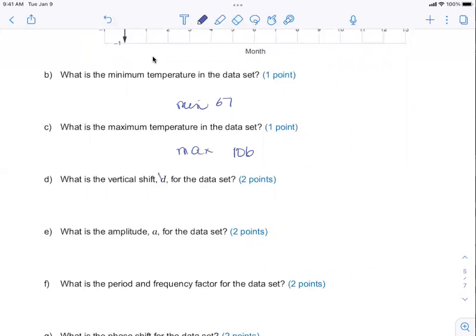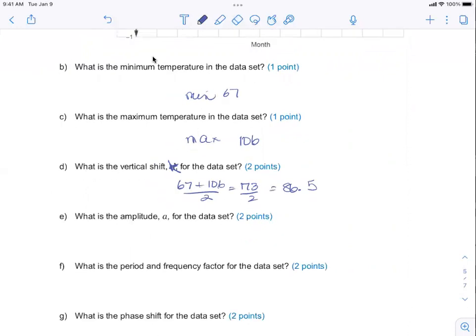What is the vertical shift? Again, let's use D, or other notes have K for the data set. That's where we add your max and min and divide by 2. So 67 plus 106 divided by 2 is 173 divided by 2, which is 86.5.